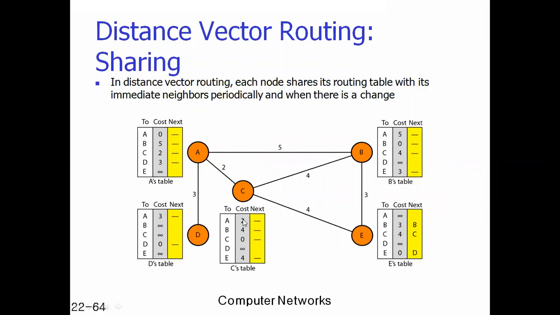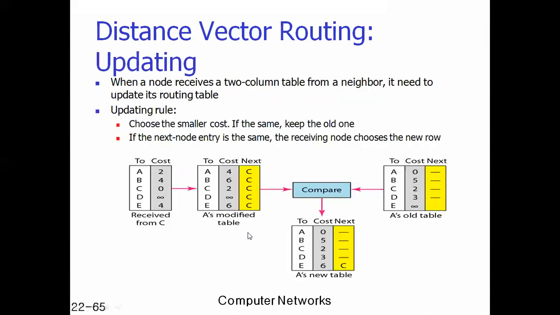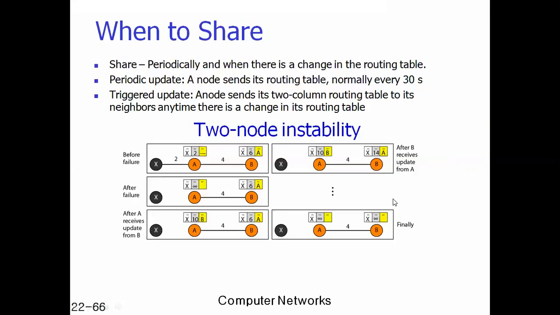Like here, 2 plus 2 is 4, 4 plus 2 is 6, 0 plus 2 is 2. So here you could see, while the table moved from C to A, the value 2 is added in every value. So 2 plus 2, 4, 4 plus 2, 6, and so on and so forth. This table is modified. Then what will node A do?